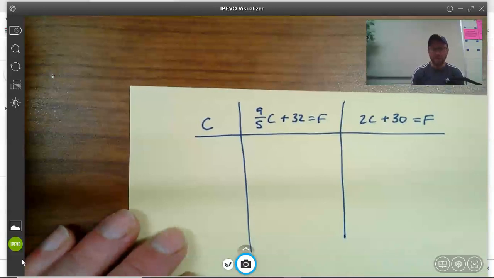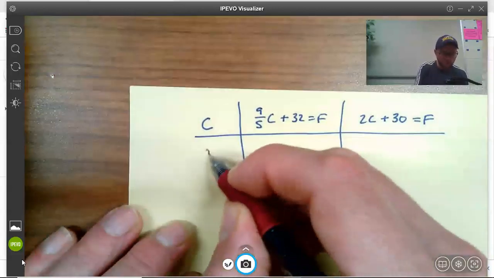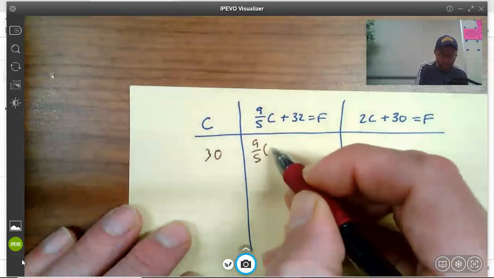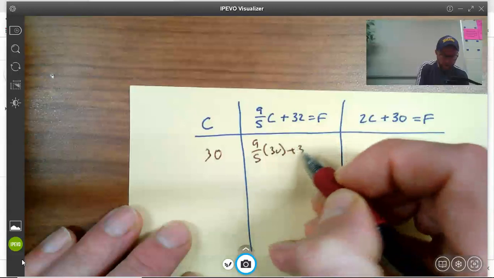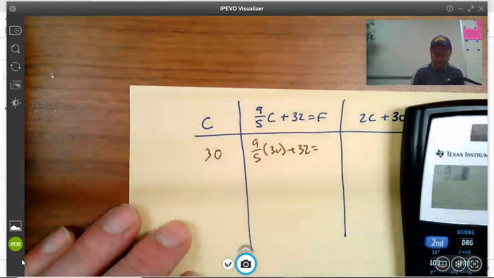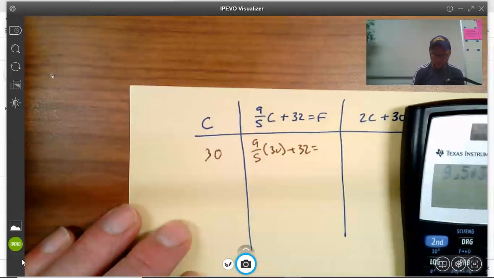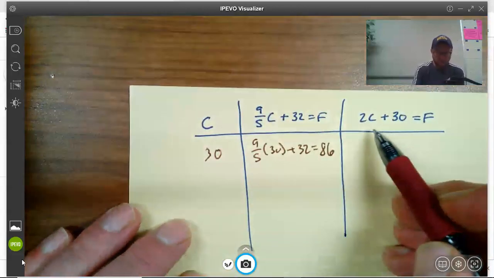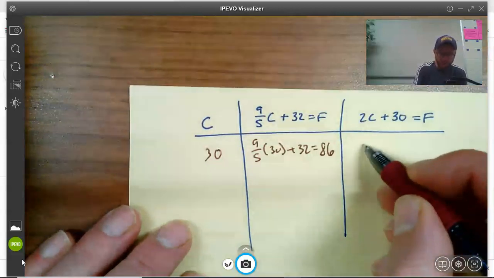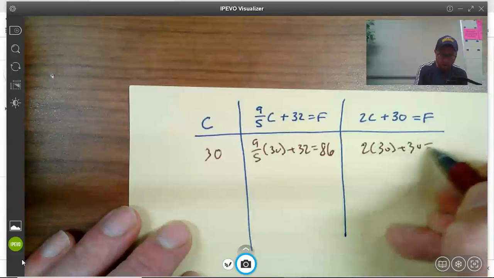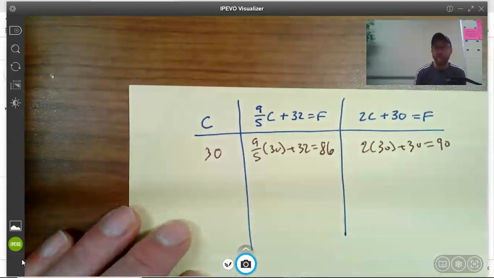We can take a look at a couple examples to see. For example, the temperature's 30, then 9/5 times 30 plus 32 is 86 degrees. But 30, well, times 2 would be 60, plus 30 is 90. I can do that in my head, right?